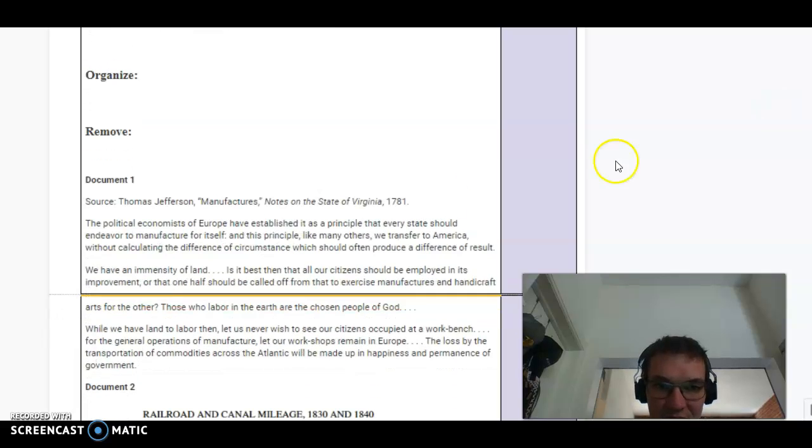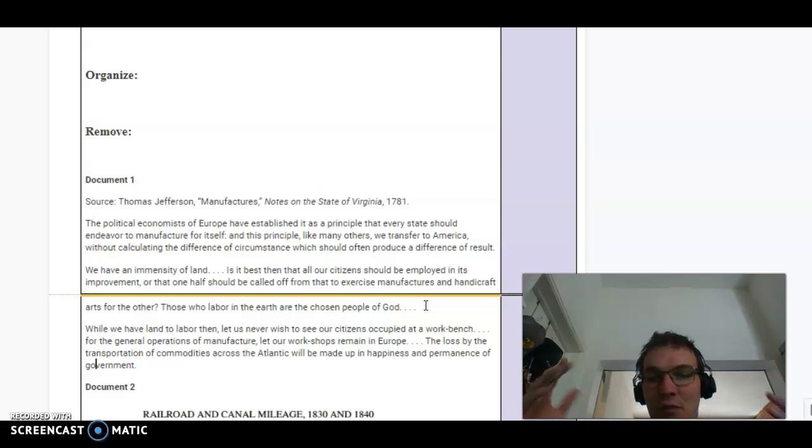So I look at Jefferson. "People in Europe have said every state should manufacture for itself." Okay, so they should make their own stuff to send to other countries. "We have a ton of land. Should our citizens be employed in its improvement, or that one half should be called off to exercise manufactures?"